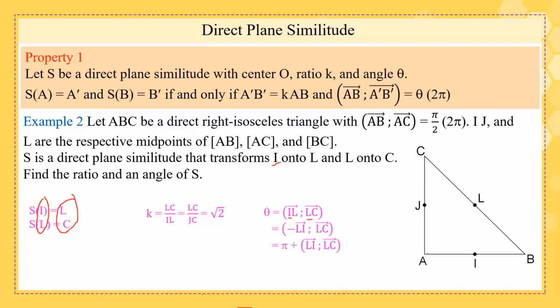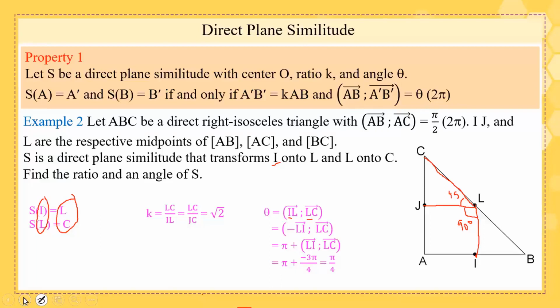Now how to find the angle (LI, LC)? This is LI and this is LC. You can match here L with J. Here the angle is 45 degrees and here the angle is 90 degrees, and you can prove it easily. So the angle between LI and LC will be minus 3 pi over 4, because it is oriented in the negative sense. So finally theta will be pi plus minus 3 pi over 4, it will be pi over 4.